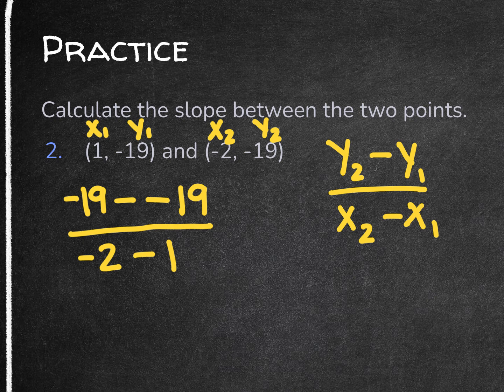On the top, I have a minus negative. So remember, when you have a minus negative, that turns to a positive. And this becomes negative 19 plus 19, which gives me 0. And on the bottom, I have negative 2 minus 1, which gives me negative 3.